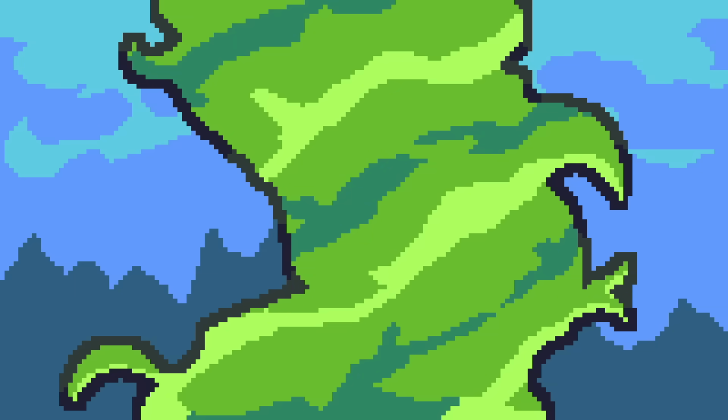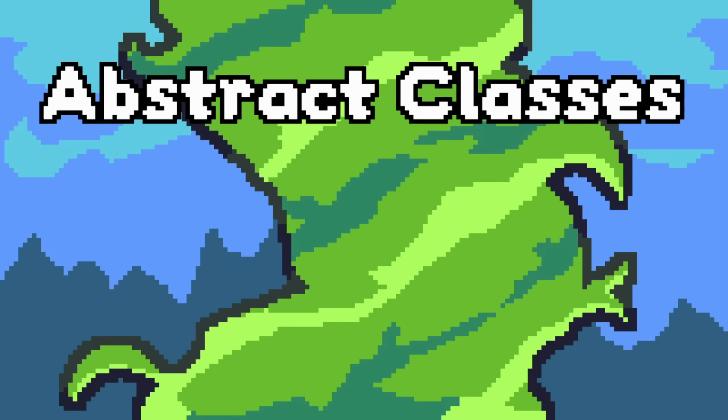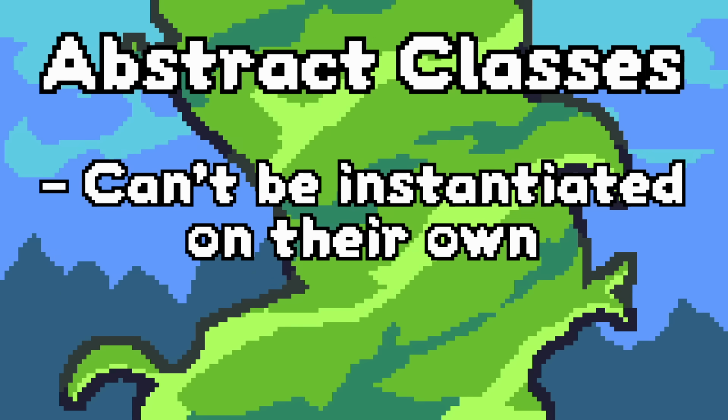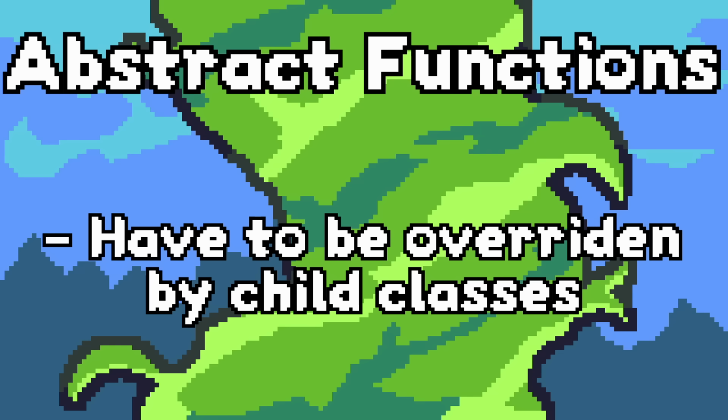Alright, next feature. This is technically two features, but they're closely related. Abstract classes and abstract functions. Abstract classes are classes that can't be instantiated on their own. Basically, if you want to use an abstract class, you need to first create a class that overrides it. Abstract functions are functions that have to be overridden by child classes.